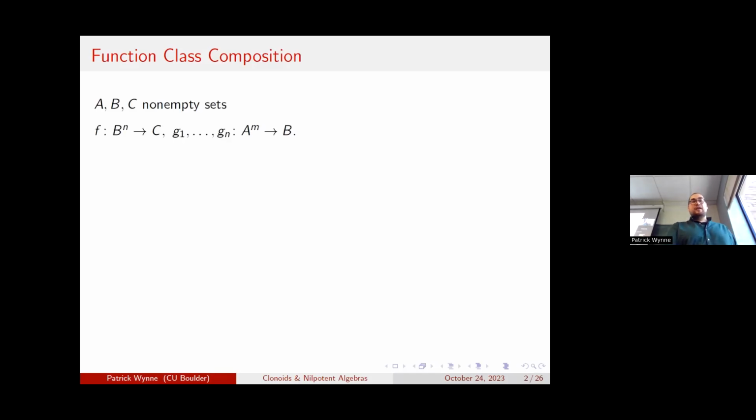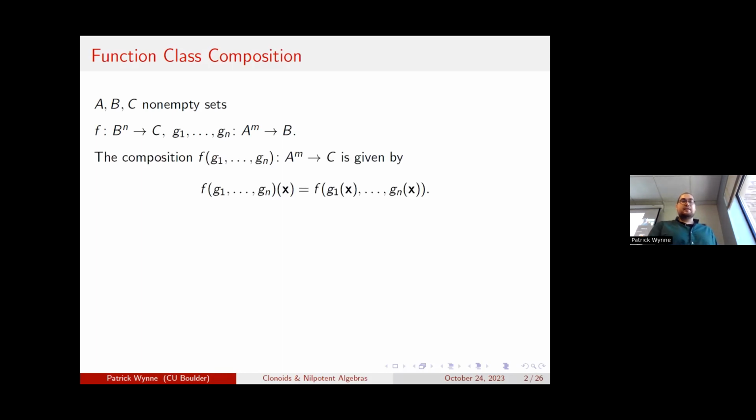If you were here last week, you've seen Erhard give a similar talk. For non-empty sets A, B, and C, if we have a collection of functions of arity m from A into B, and a function of arity n from B into C, then we can compose these functions to get a function of arity m from A into C as follows. F composed with g1 through gn just inputs x and outputs f of g1 of x through gn of x. So this is just our normal composition of multivariate functions.